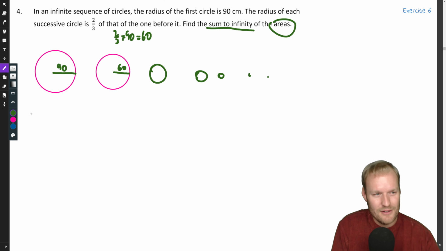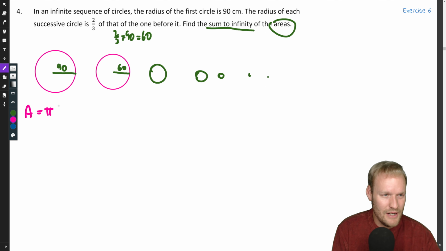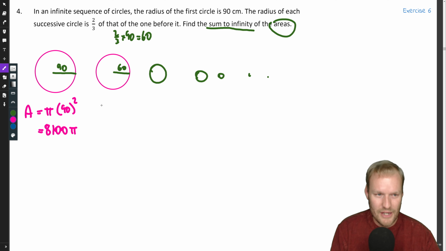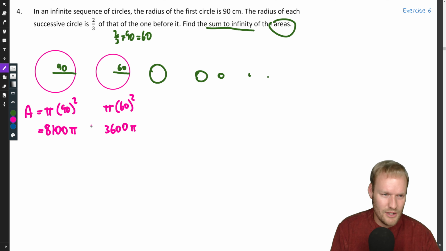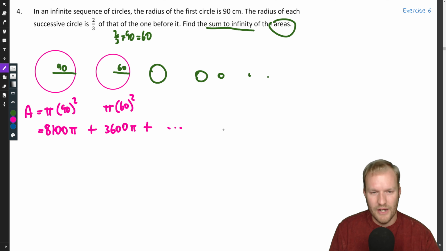The areas. Now that's going to make life a little bit more interesting because our area is pi r squared. So the area of the first circle is 8,100 pi. The area of the second circle, we're still using pi r squared, and that's going to give us 3,600 pi. And we're going to keep adding these forever. And hopefully the ratio is a proper fraction. Well, it looks like it is. It's getting smaller each time.